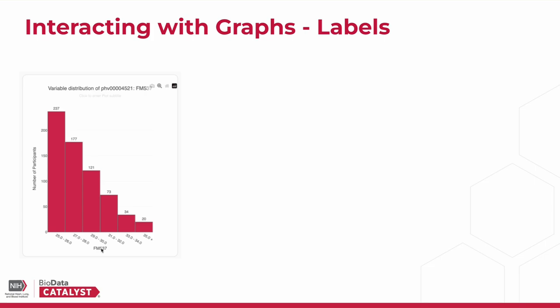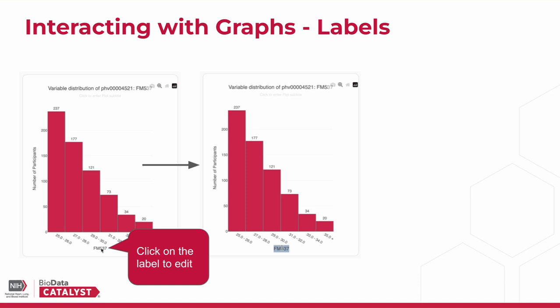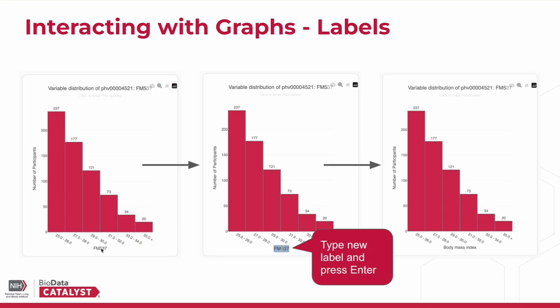You can also edit the title, subtitle, or axes titles to make the graph more descriptive. For example, the term FM537 may not be very meaningful to people who are not familiar with the data. To edit, first click on the field that you would like to edit. In this example, we will edit the x-axis label. Then you can type the new label and press Enter. This will change the label or the title that you have selected.